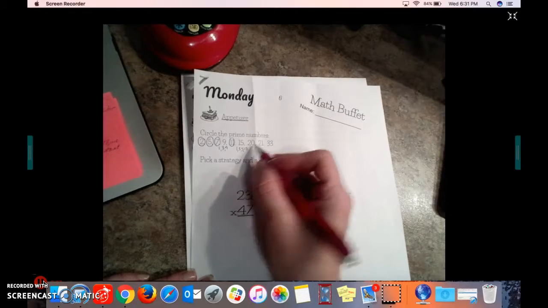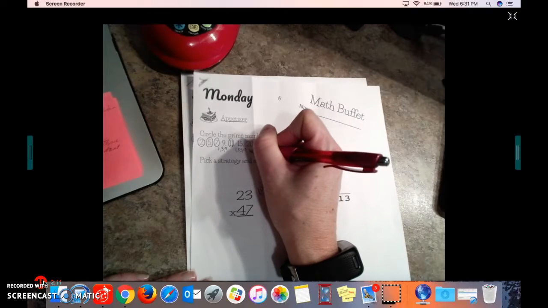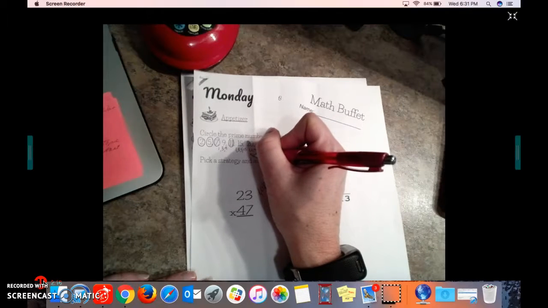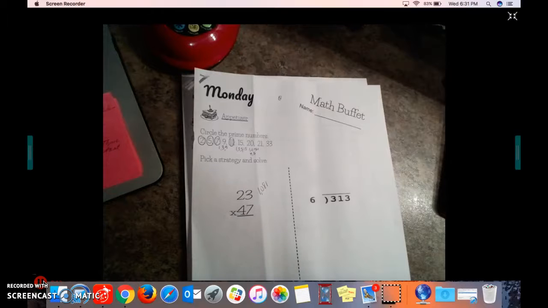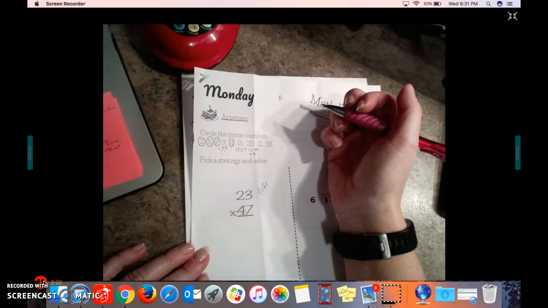20, same thing. Thinking of all of my factors. So I have 1 and 20. I have 2 and 10. I have 4 and 5. So again, I have more than just 1 and itself that are going to be multiplied together. So it would not be a prime number.